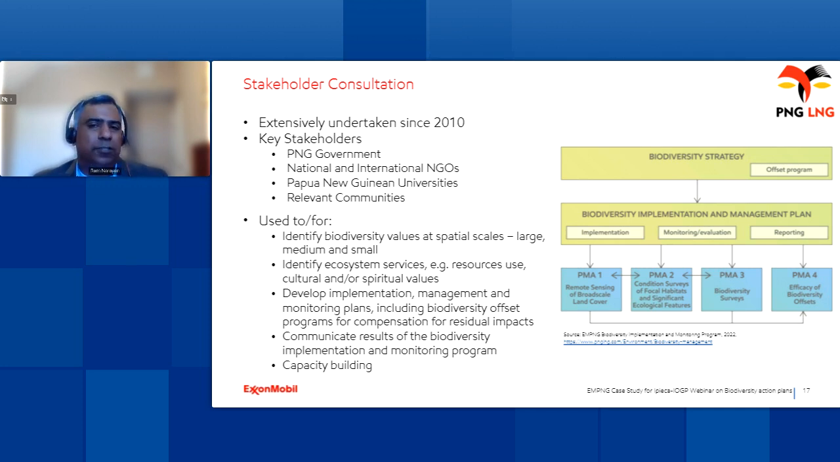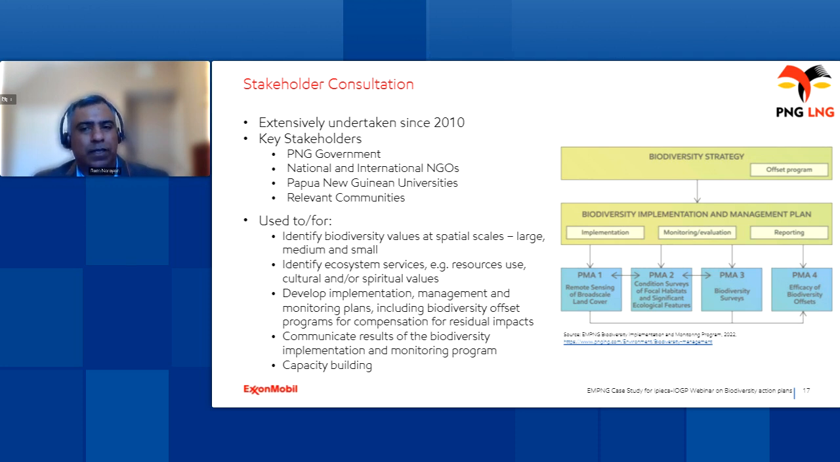The stakeholder engagements helped us identify biodiversity values at various spatial scales, mainly categorized as large, medium, and small. We'll talk more about that briefly in the subsequent slides. The engagement also helped us identify ecosystem services, for example the use of resources by the local people, and also cultural and spiritual values.